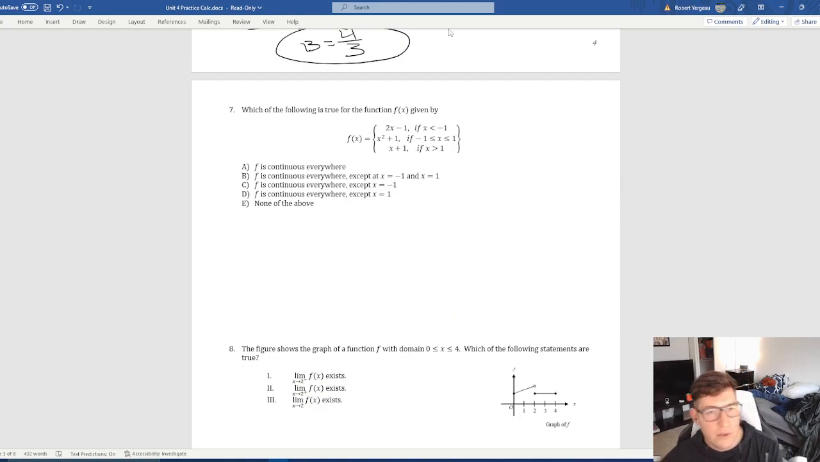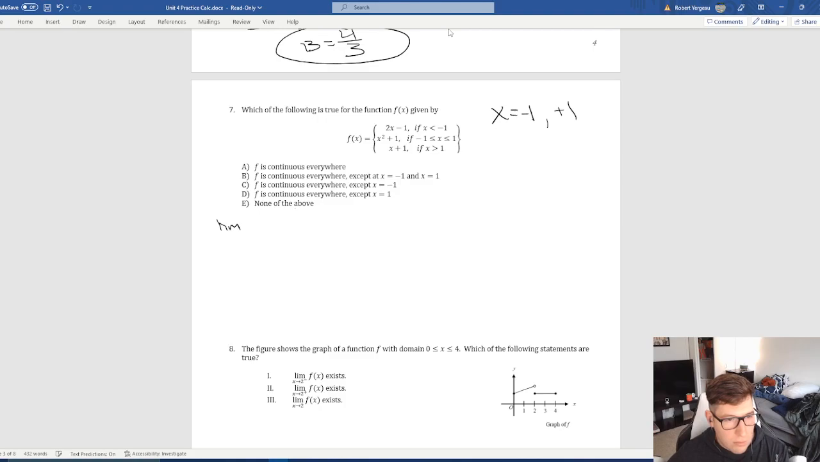All right, for number 7, we are just looking to test continuity. And so there are 2 points that we need to test per this piecewise. We have that x equals -1 and +1. Now, I don't need to write the positive, however, just being clear in my distinction. So let's start with the limits.